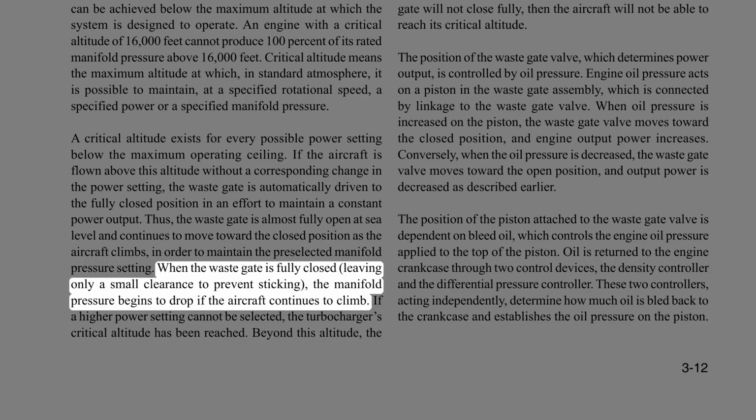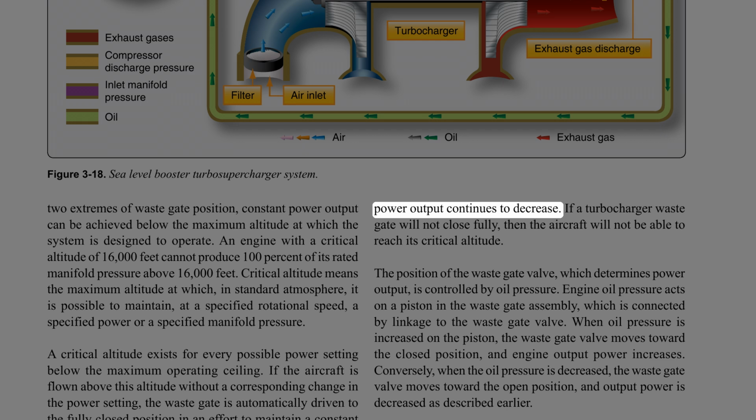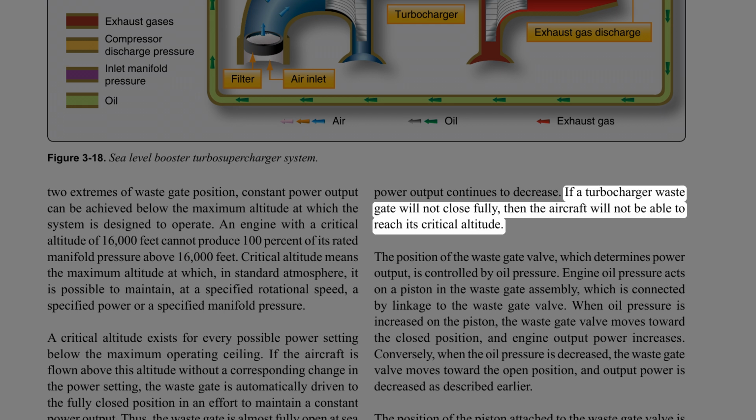When the wastegate is fully closed, leaving only a small clearance to prevent sticking, the manifold pressure begins to drop if the aircraft continues to climb. If a higher power setting cannot be selected, the turbocharger's critical altitude has been reached. Beyond this altitude, the power output continues to decrease. If a turbocharger wastegate will not close fully, then the aircraft will not be able to reach its critical altitude.